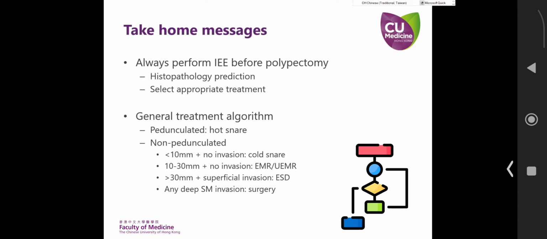If both are absent, then very safely go for cold snare. But if the size is larger, even with a superficial invasion, then go for ESD. Anything in between, you can consider EMR or underwater EMR. But if you see any deep invasion, then you should consider referral to the surgeons.